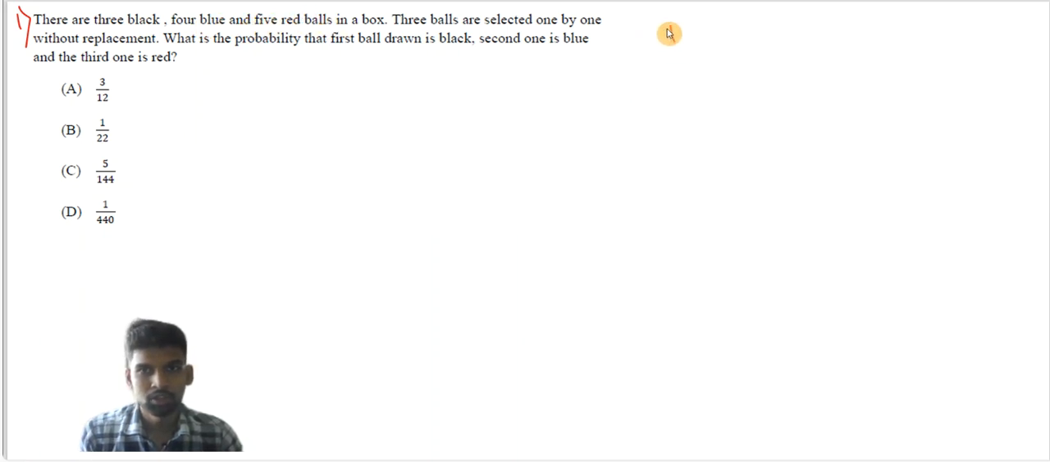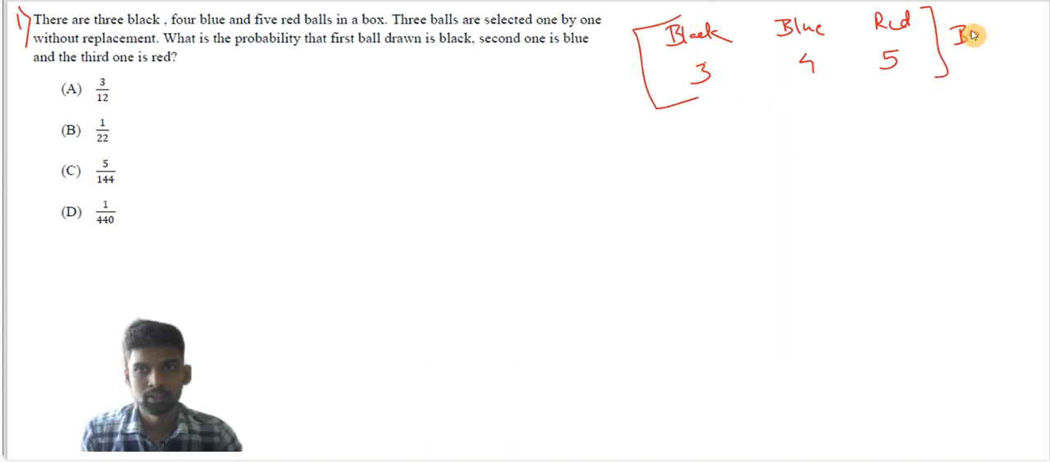So there is a box in which we have 3 black balls, 4 blue balls, and 5 red balls. All those balls are kept in a box. Then 3 balls are selected one by one without replacement. What is the probability that the first ball drawn is black, the second is blue, and the third one is red?